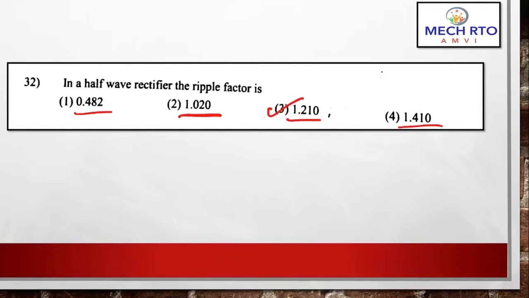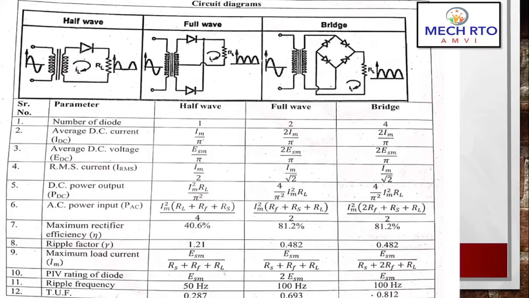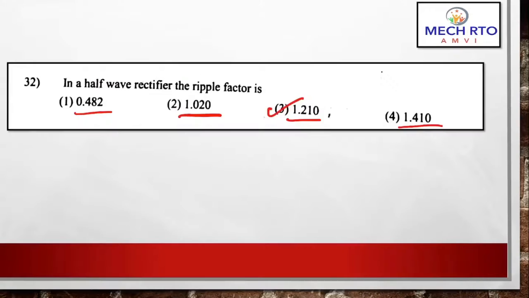full wave rectifiers, right? So as you can see here, this is a circuit diagram for a half wave rectifier, a full wave rectifier, and a bridge, right? In the half wave rectifier the ripple factor, represented by gamma, is 1.21, but in full wave it is 0.82, right? In the bridge also it is 0.482, right? So here the correct answer would be, in a half wave rectifier the ripple factor is 1.21, right? So answer C is the correct answer, right?